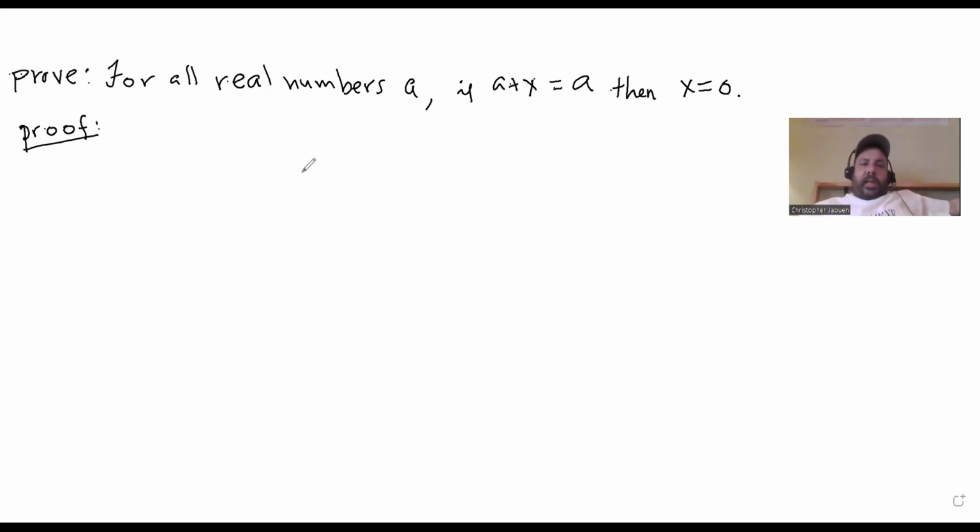All right, so for all real numbers a, if a plus x equals a, then x equals 0. So we'll do this with a direct proof. And I'm realizing now that, since I'm getting into proofs, maybe I should make some videos on proof techniques, because some people watching these might not know those. But anyway, if you want to look up a direct proof, that's what I'm going to use here.